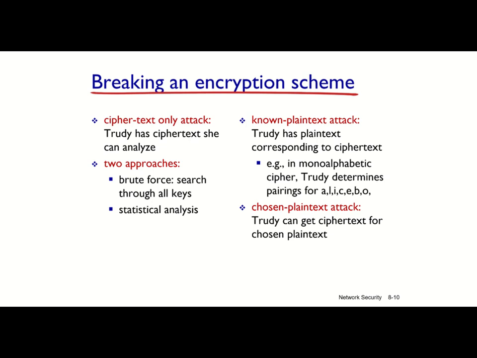Also, sometimes the intruder may know both the plain text and ciphertext. This way, it would be much easier for the intruder to find out the key. For example, in monoalphabetic cipher, the intruder can simply find the corresponding letter for each of the plain text letters and find the key. But, as I said, we'll talk about how to break encryption schemes in the next slides.